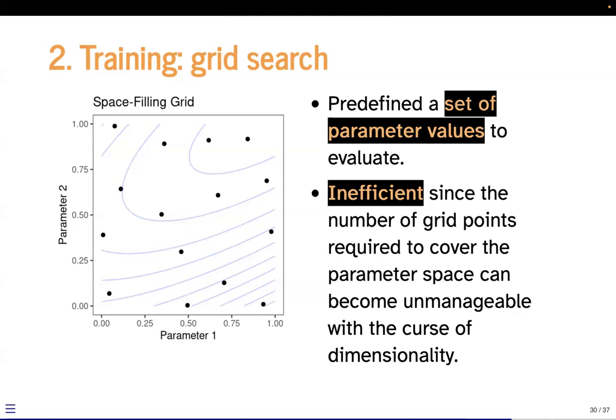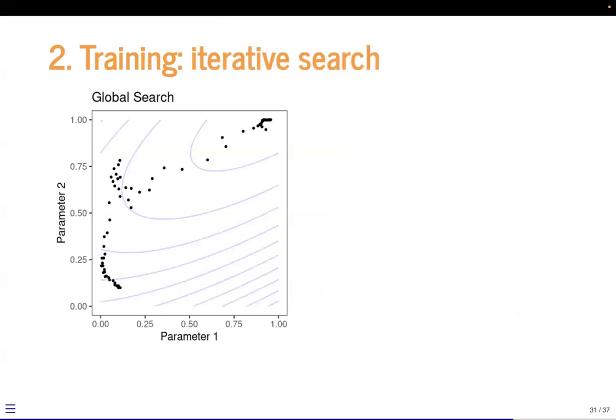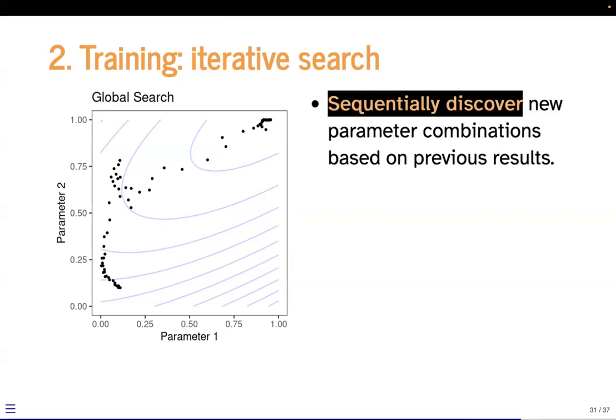This approach of using the fixed grid search is very common. You're probably going to see that in the literature as well. Another approach is using some sort of iterative search. In this case, we have the same plot. It's just that the points you're seeing on the plot are different. They're located in a different space of that bivariate distribution of parameter 1 and 2. An iterative search of any sort is going to sequentially discover new parameter combinations based on previous results.